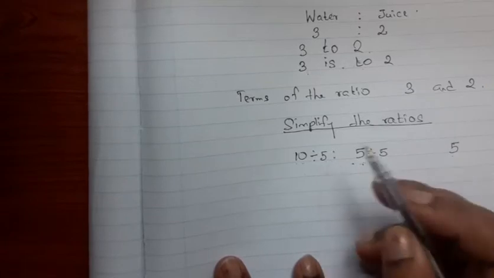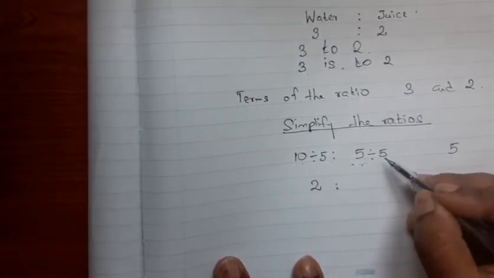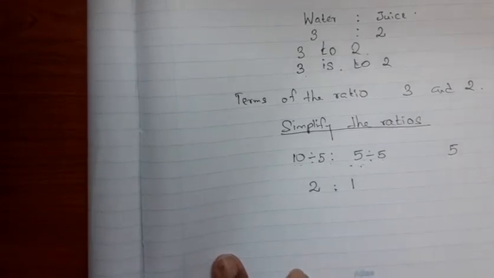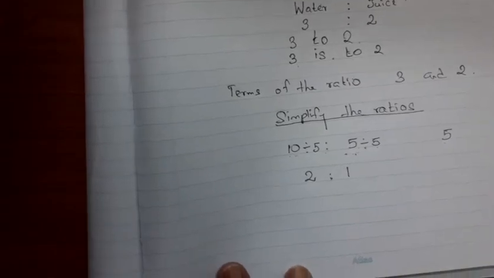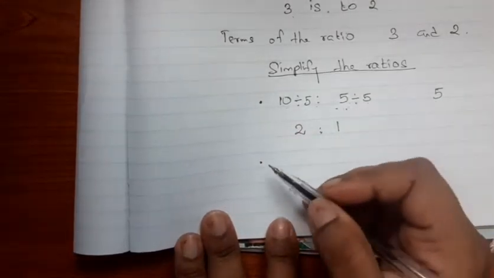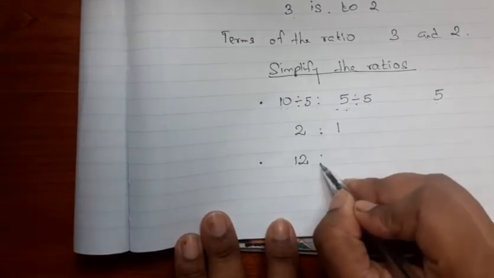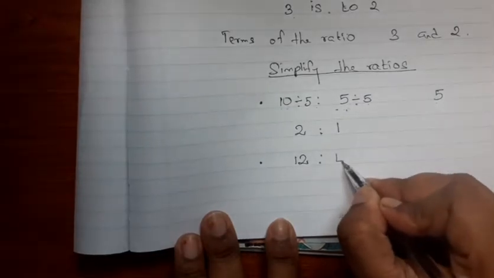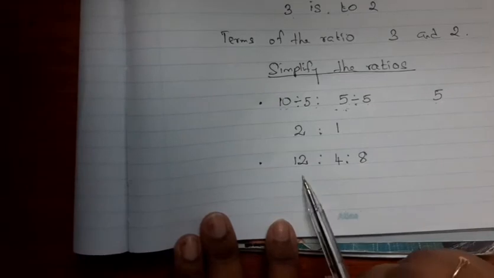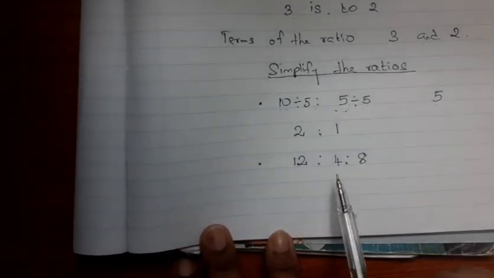So 10 divided by 5 is 2. 5 divided by 5 is 1. So now we have simplified this ratio. Now to give you another example, I'm going to write another ratio, 12 to 4 to 8. Now look here, we have 3 terms in this specific ratio, which are 12, 4 and 8.